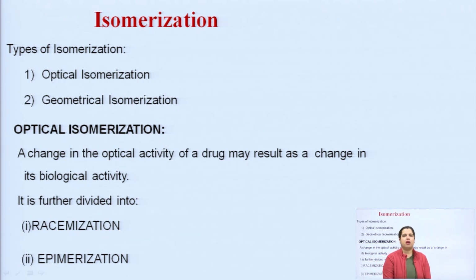So, types of isomerization: optical isomerization and geometrical isomerization. First, we will talk about optical isomerization. A change in the optical activity of a drug may result in a change in its biological activity. It is further divided into racemization and epimerization, right.